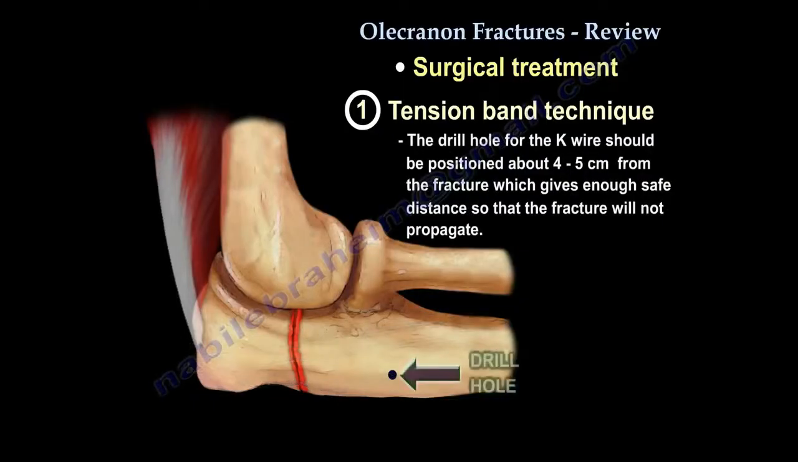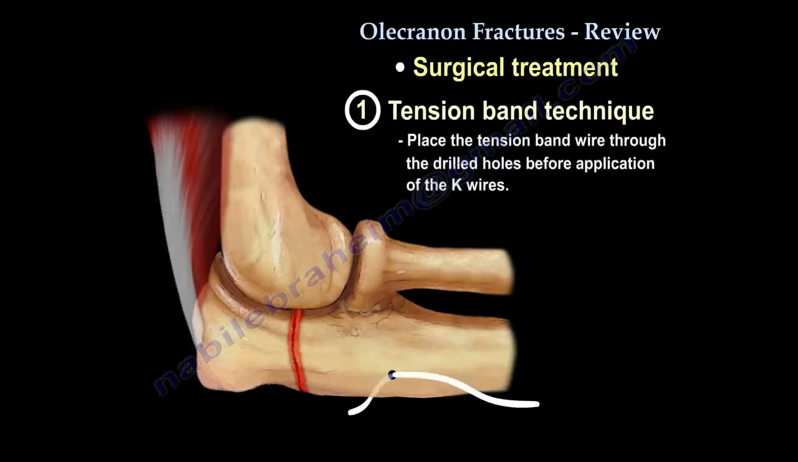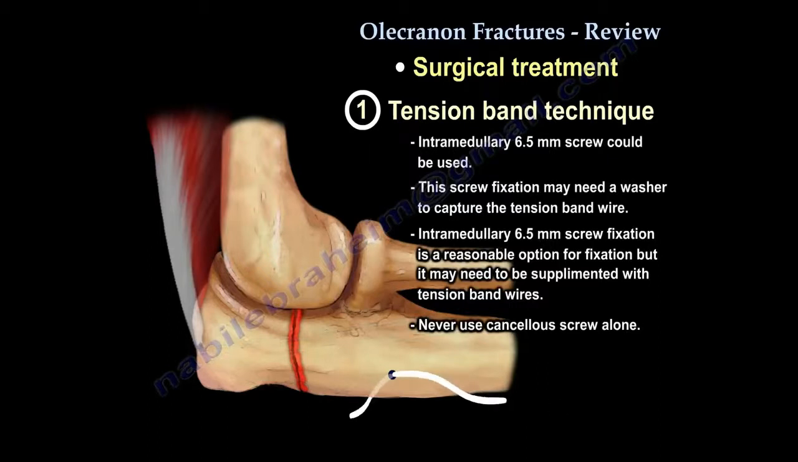The tension band wire technique is suitable for transverse fracture of the olecranon bone. For this method, make sure that the hook of the K-wire is posterior. The tension band wire is close to the bone, so there is no laxity in the fixation and no instability. Use a 6.5 mm intramedullary screw, and the screw needs to be supplemented with tension band wire. Lastly, this screw fixation may need a washer to capture the tension of the band wire.